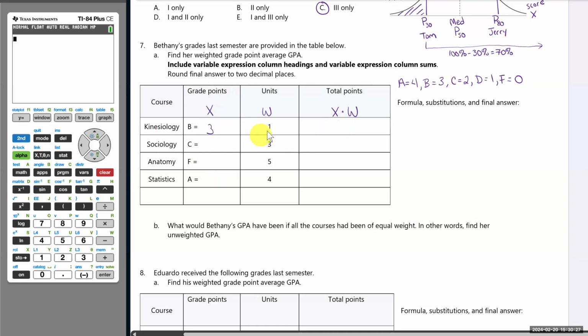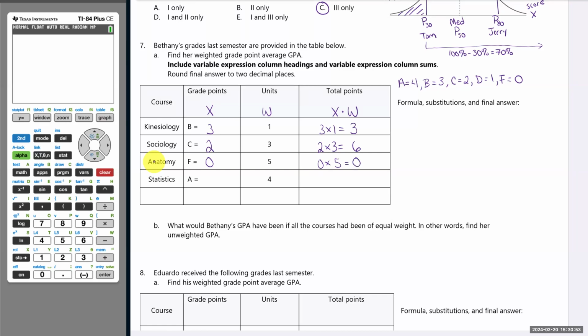So for kinesiology, 3 times 1 is 3. And you can just write 3. I'm just putting in the work in case anybody wants to see it. Sociology, she scored a C, and that's 2 points. It's a 3-unit course. So in total, she gets 6 points for sociology. And then bummer on anatomy here, F is worth nothing. And it's a 5-unit class, but still 0 times 5 is 0.